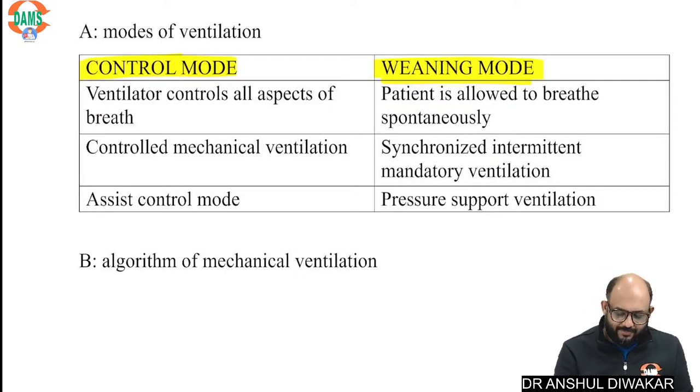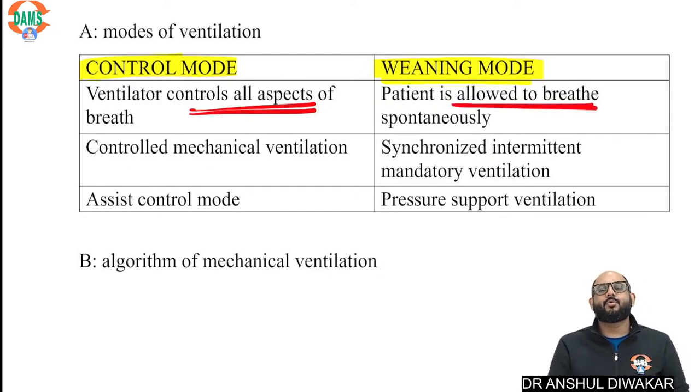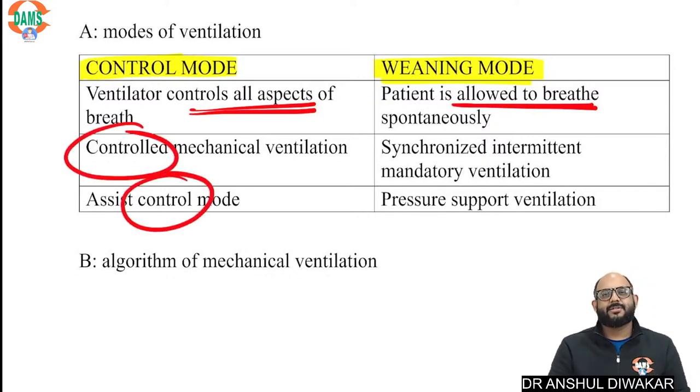Control mode is where the ventilator controls all the aspects of the breath, and weaning mode is where the patient is allowed to breathe spontaneously. So any mode where you see the word control is a control mode of ventilation. It can be controlled mechanical ventilation or assist control. In assist control, initiation of the breath can be by the patient, but ultimately all the characteristics of the breath are set by the ventilator.